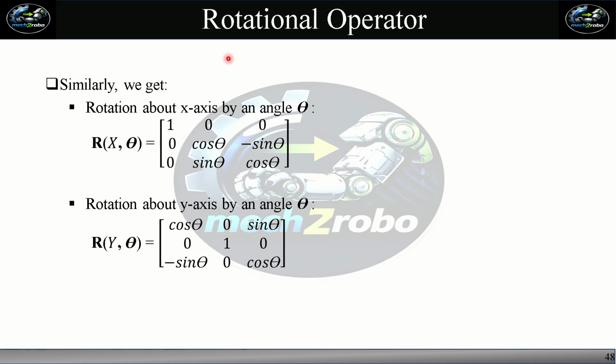Similarly, we get the rotation about the x axis by an angle theta, denoted by Rx theta, equal to the matrix 1 0 0, 0 cos theta minus sin theta, 0 sin theta cos theta, and the rotation about the y axis by an angle theta is equal to Ry theta: cos theta 0 sin theta, 0 1 0, minus sin theta 0 cos theta.